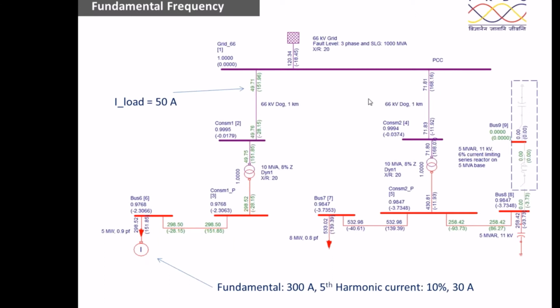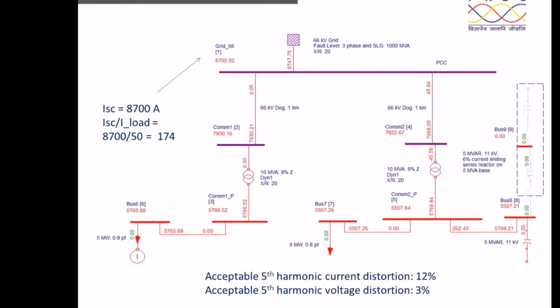Therefore, when you do the load flow analysis using our MiPower software and plot the result in ampere and angle, not in megawatt and MVAR or kilowatt and kVAR, you will be able to know what is the I load. I load here is 50 ampere. To do the short circuit study, the short circuit study is going to tell you what is the ISC, the short circuit current.